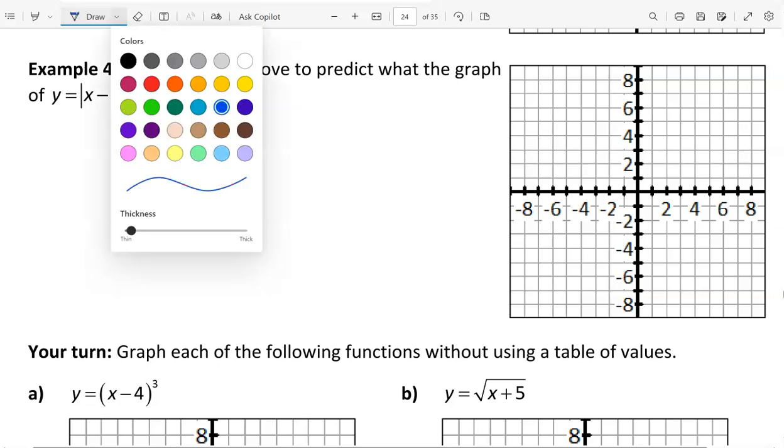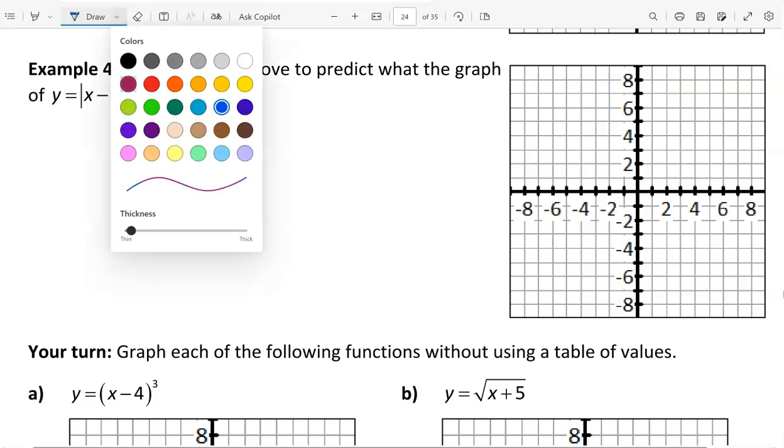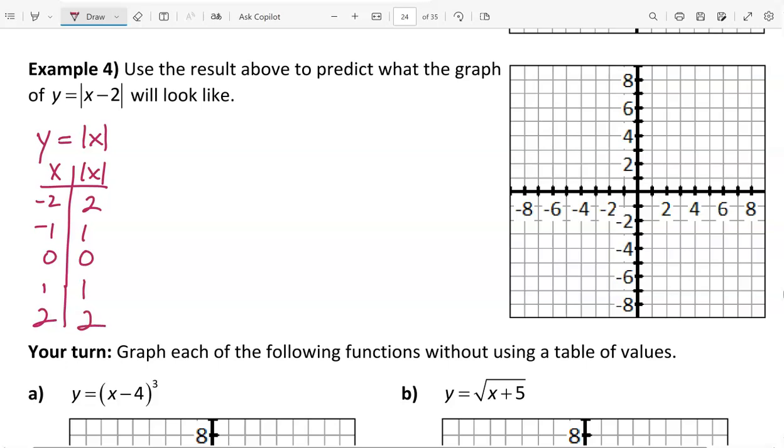Let's use this result to predict what the graph of y equals the absolute value of x minus 2 will look like. If you remember what the graph of y equals the absolute value of x looks like, a quick table of values will uncover that. If you don't remember, we can always go back to the table of values and take the absolute values of the x's, a couple negatives and a couple positives, 0 in between, and that will give you the shape of that parent function.